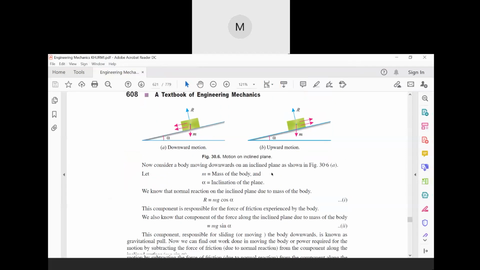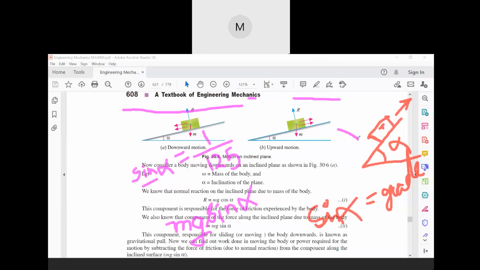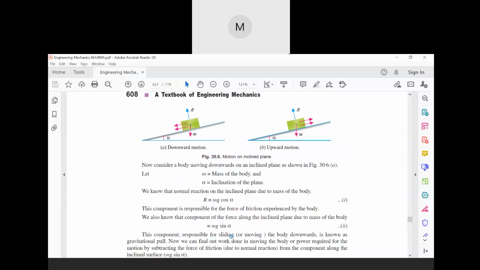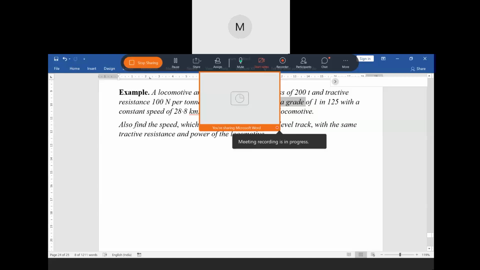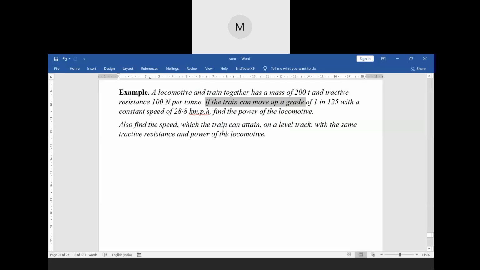So here, if you see it here, this is the case. The second one, this is the case. So the train is moving upwards. So we'll be using this one, this mg sin alpha thing, yes or no? If you use mg sin alpha, you will get the desired result. So in this way you will have to do it.